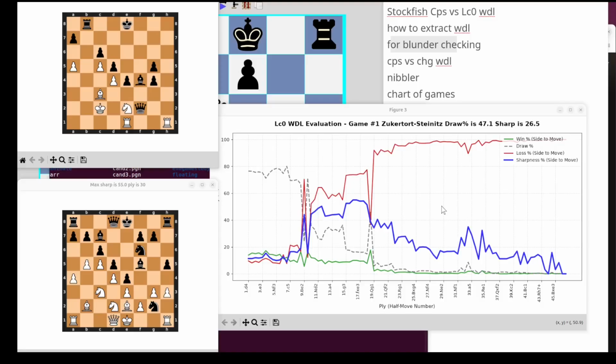And the way I've done sharpness, I've just done the standard deviation of the outcome. You've got three outcomes, 0, half, and 1, standard deviation. There is a really fancy formula.